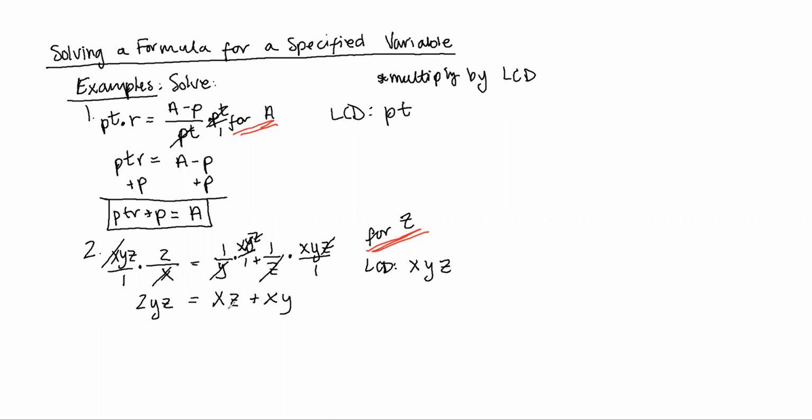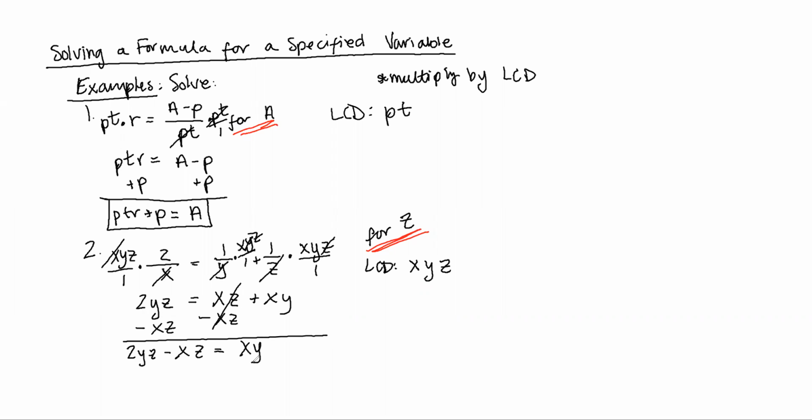And so we want all of our z terms on one side and all of the other terms on the other. So notice how this term and this term both have a z. This one does not. So we want to get these first 2 terms on one side. Let's move the xz over to the left. So I'm going to subtract xz. And again, because we're combining it with yz, these are not like terms. So we're going to have 2yz minus xz equals xy.